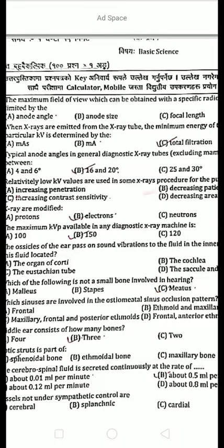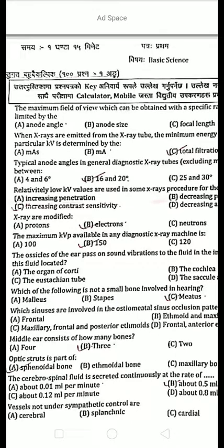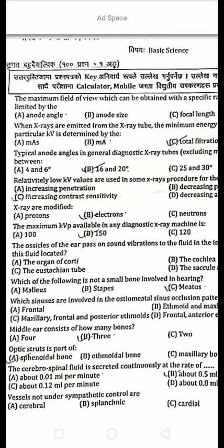It depends upon the anode angle. A larger anode angle covers a larger beam produced, but a lower anode angle produces a lower field of view. So the correct answer is A, anode angle.